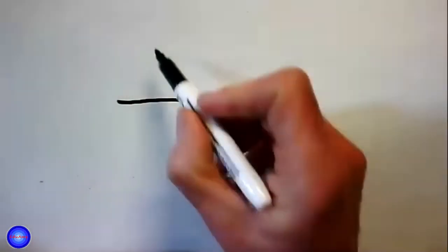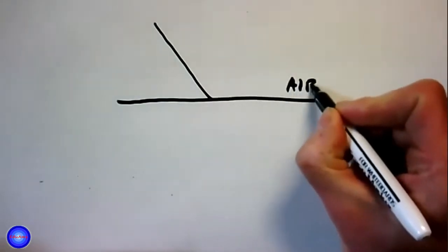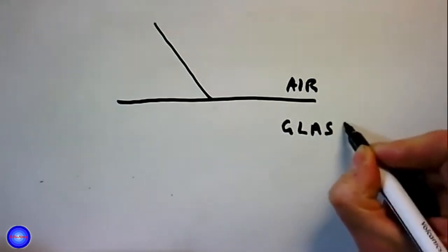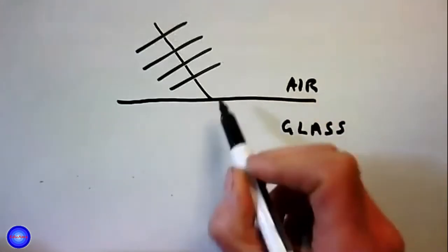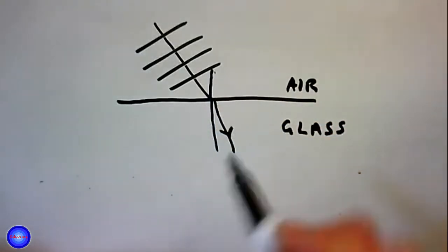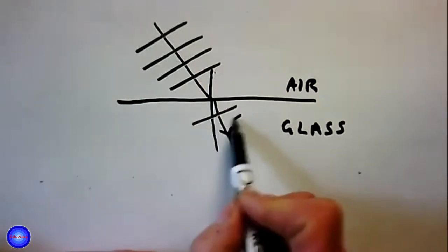So go back to your basics. Say here we had air, and here it's going to be your glass. Here's your wave traveling like this. Now, from the work we've done so far, it bends towards the normal. So then, does it slow down?